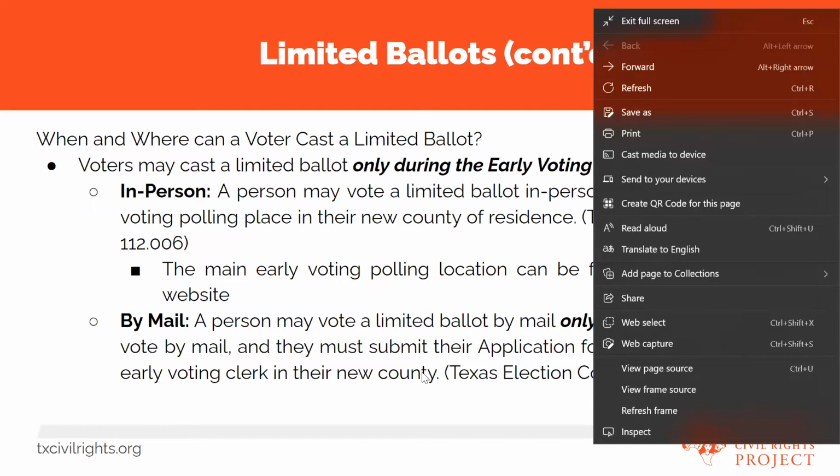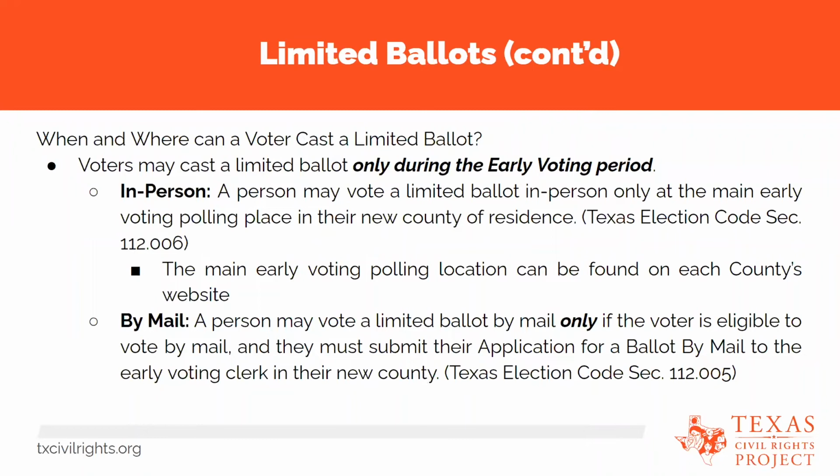Okay, so now we're going to go into a discussion of when and where a voter can cast a limited ballot. Voters may cast a limited ballot only during the early voting period. If they want to cast a ballot in person, they have to cast their ballot only at the main early voting polling place in their new county of residence. And that is usually going to be located at the county's election office, but they're going to have the exact address listed on each county's website.